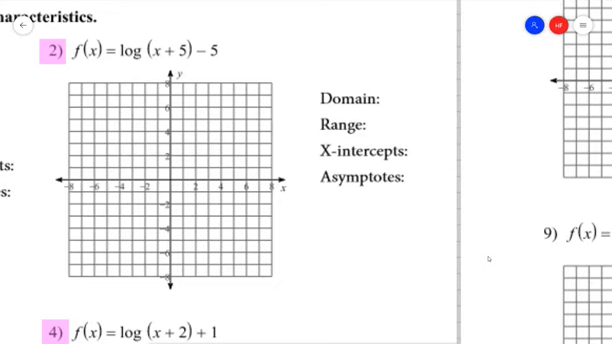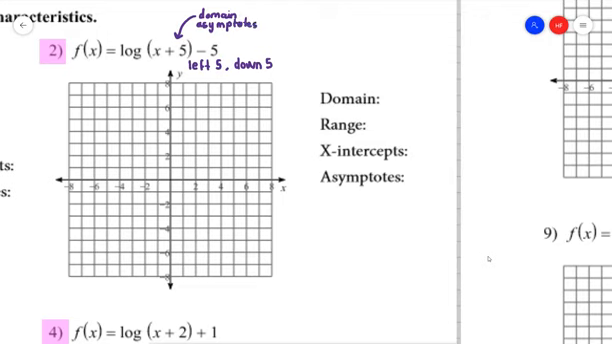Okay, so we see that there's two transformations occurring. We'll go more in depth with the transformations tomorrow, but I like to take them out just out of habit. So we're going left 5 and down 5. I get my domain and my asymptote from in here. That left-right movement tells me where my domain and my asymptote are.